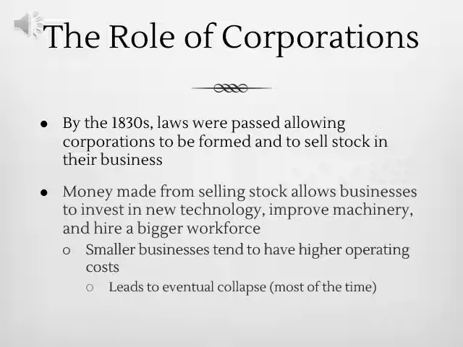By the 1830s, laws were passed allowing corporations to be formed and to sell stock in their business. Money made from selling stocks allows businesses to invest in new technology, improve machinery, and hire a bigger workforce. Smaller businesses tended to have higher operating costs, and this led to eventual collapse, most of the time, of the small businesses.